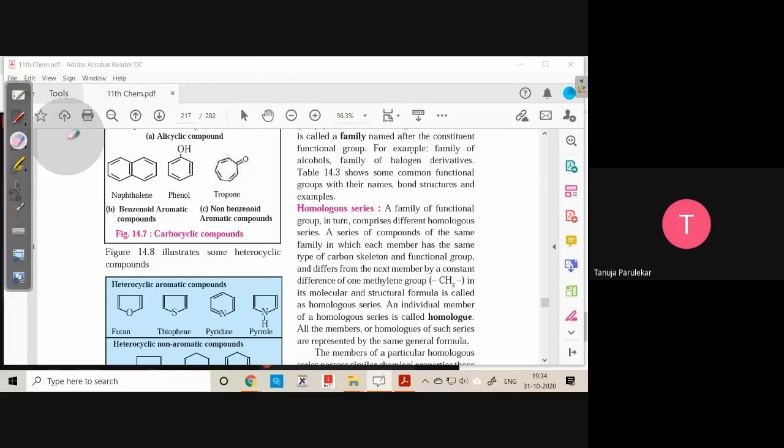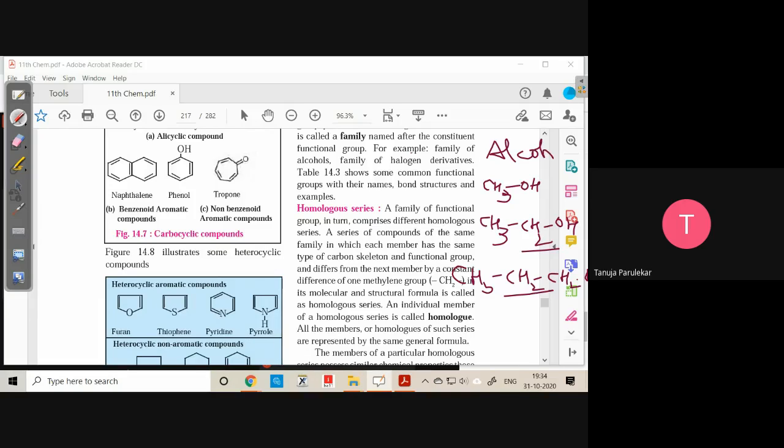Say for example, let us take another example. Say for example, we go with CH3OH. This is my first one, and you might have noticed I'm using the alcohol series. Another, CH3CH2OH. What have I added? Another CH2. Next, CH3CH2CH2OH. So you can see another homologous series. A family is alcohol, and each member is differing from the next by a CH2 unit. So this is something which you should remember.